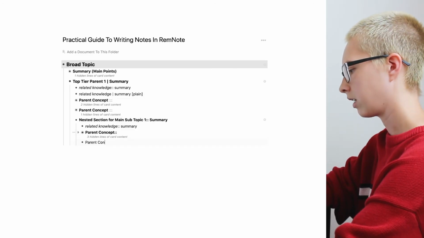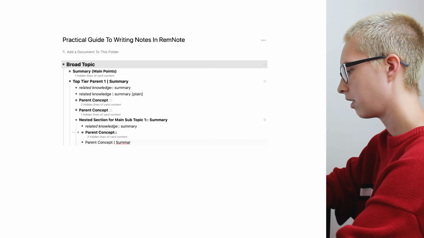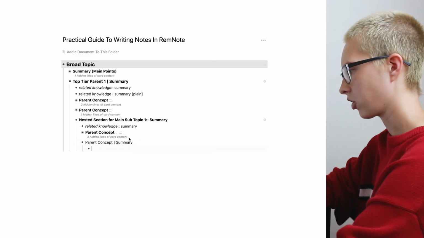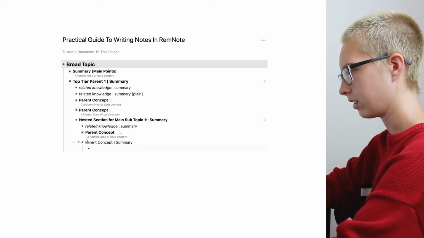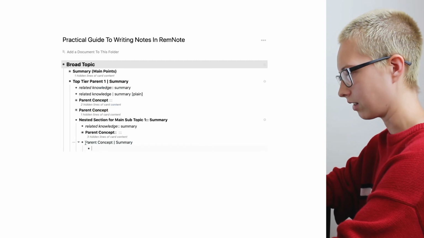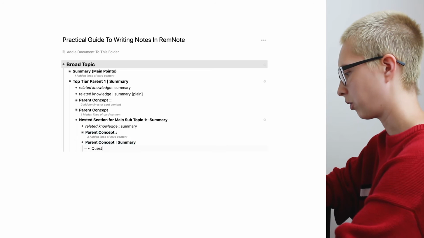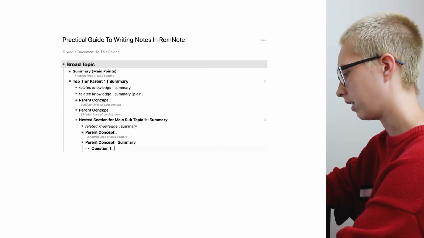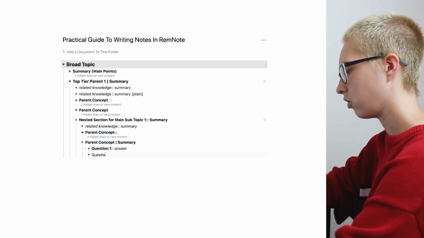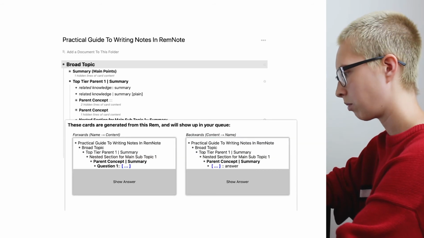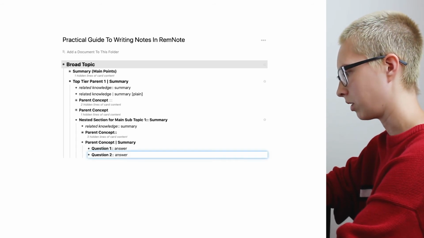Let's do another parent concept and a summary here, but I don't really want that to be a flashcard, but I do want to bold it because it looks a bit odd and inconsistent. So I'm just going to highlight it and bold it. I'm going to have some questions. So question 1, and an answer, question 2, and an answer. And I don't want to practice this backwards. I just want to be prompted with the question.